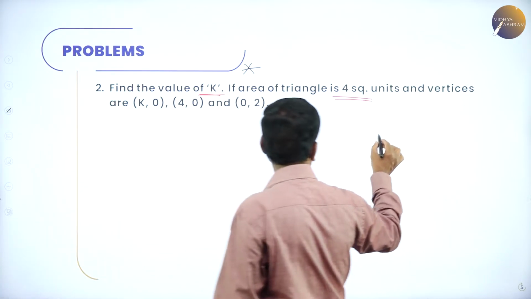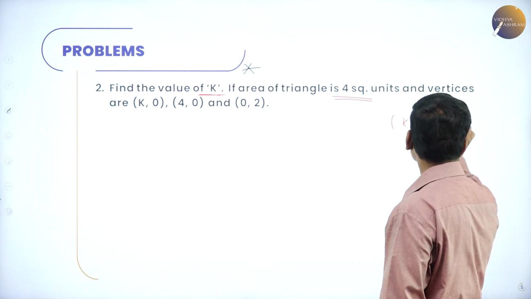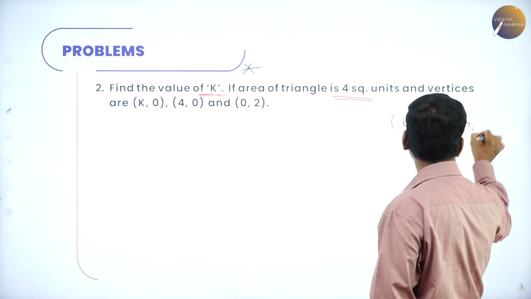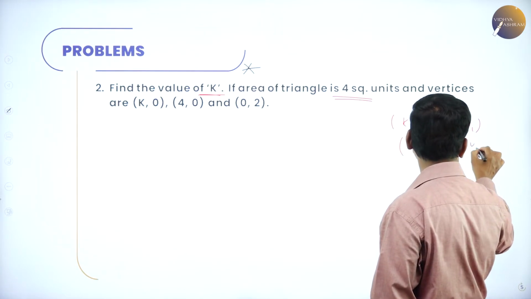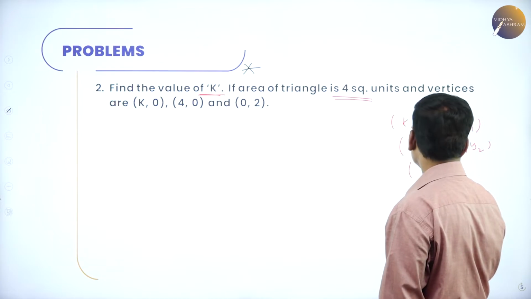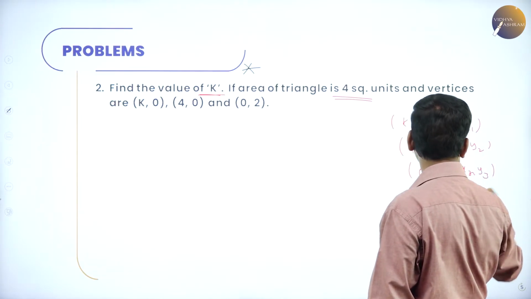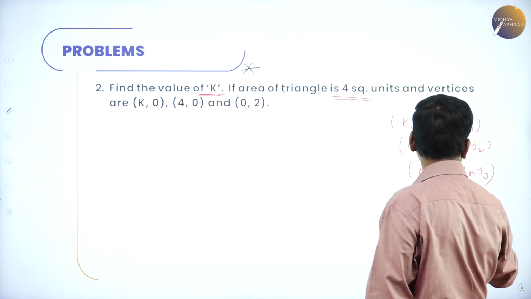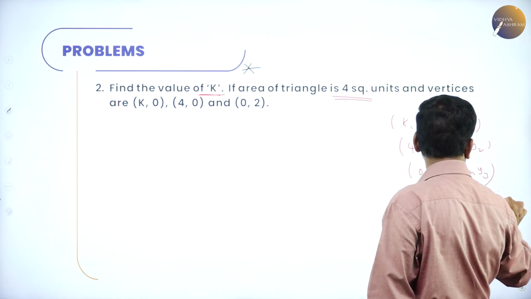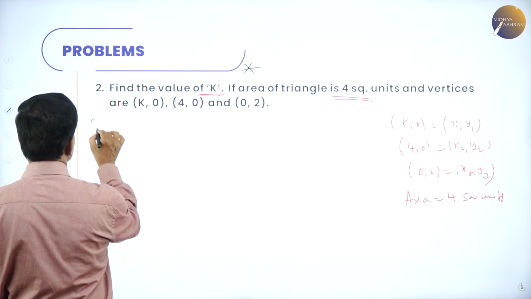So, write down the points here. What are the points? K comma 0, that is x1, y1. Next, 4 comma 0, x2, y2. Next, 0 comma 2, x3, y3. And area is given. Area is equal to 4 square units. These are the things given. Now, what is the formula? Area of a triangle, solution.